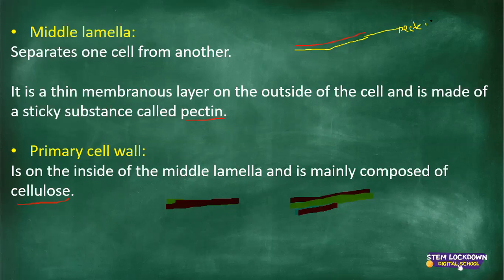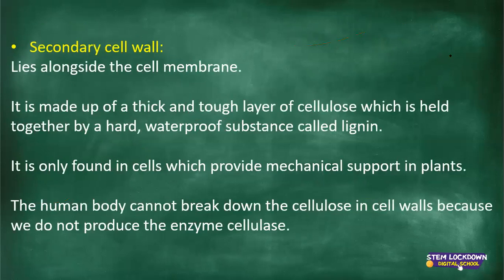What does the middle lamella do? It separates one cell from another. Then you have the primary cell wall, which is on the inside of the middle lamella. So this here would be your primary cell wall, which is composed of cellulose. Then the third one is the secondary cell wall. It lies alongside the cell membrane. It is made up of a thick and tough layer of cellulose, which is held together by a hard, waterproof substance called lignin.